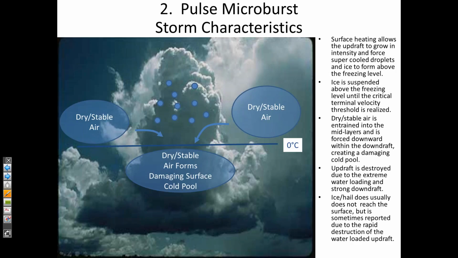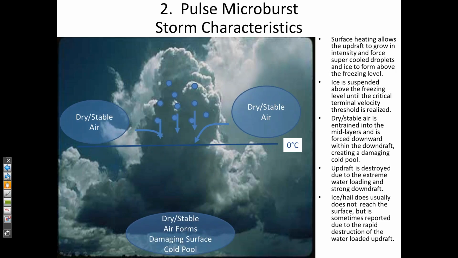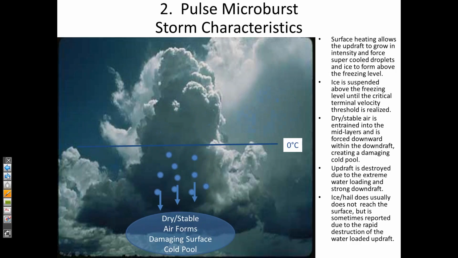That rapidly cools the mid and upper levels of the cloud, and then that enhanced cold pool comes down to the surface. So that's really the bigger issue that's going on here, and that's what causes those winds to become severe, especially in the summertime.